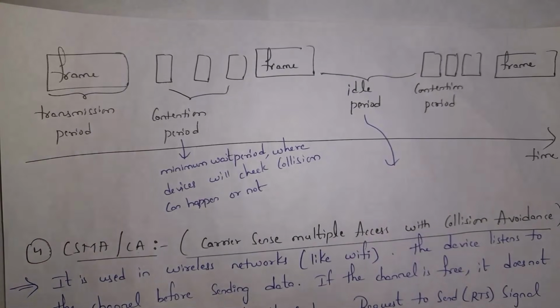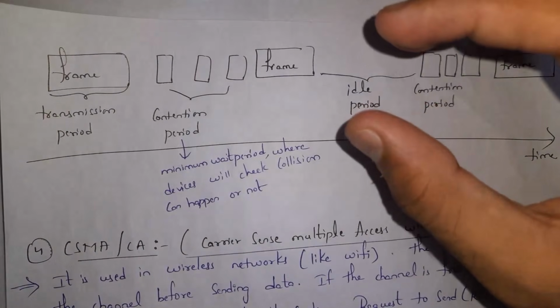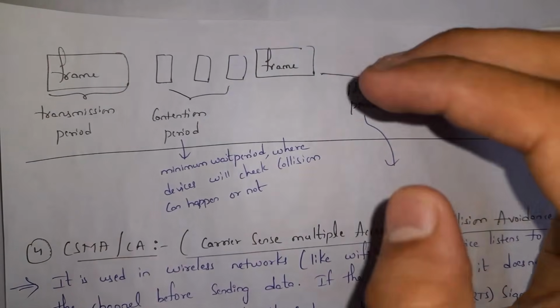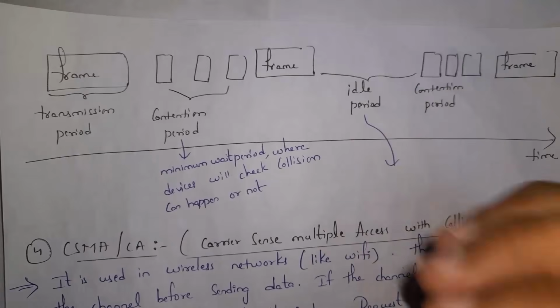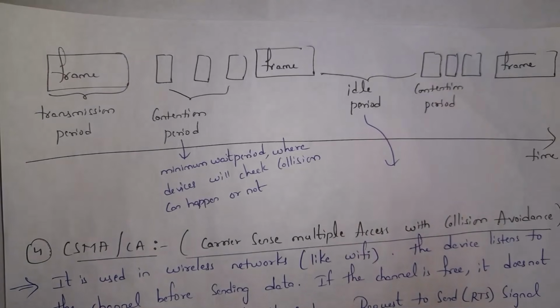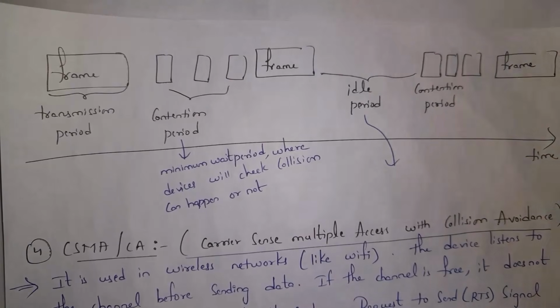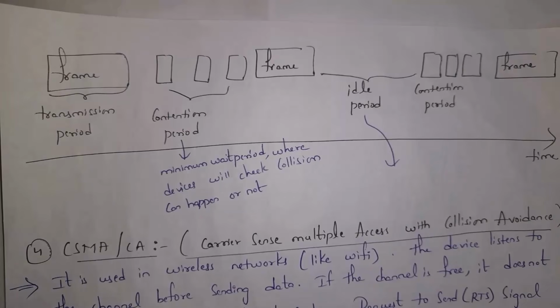As all devices are waiting at the same time and they are not sending data, in this particular time period there will not be any data transfer. We call this time period the idle period. As there is an idle period, again the device will wait some time in order to check whether collisions will occur or not. We call this time period the contention period. After the contention period, the device will send data. This is all about the CSMA CD protocol.